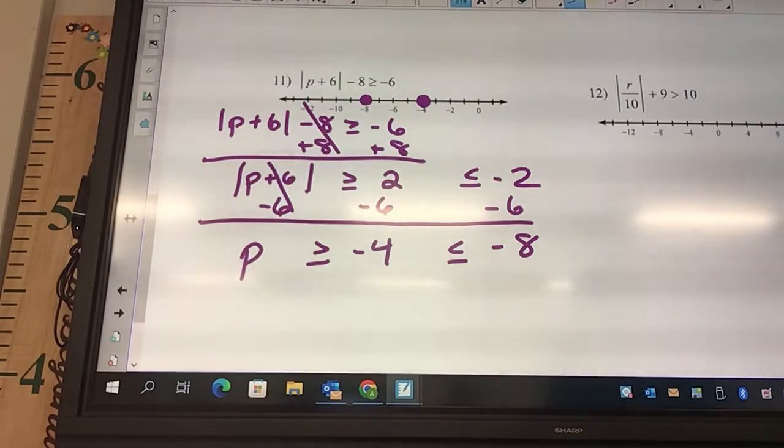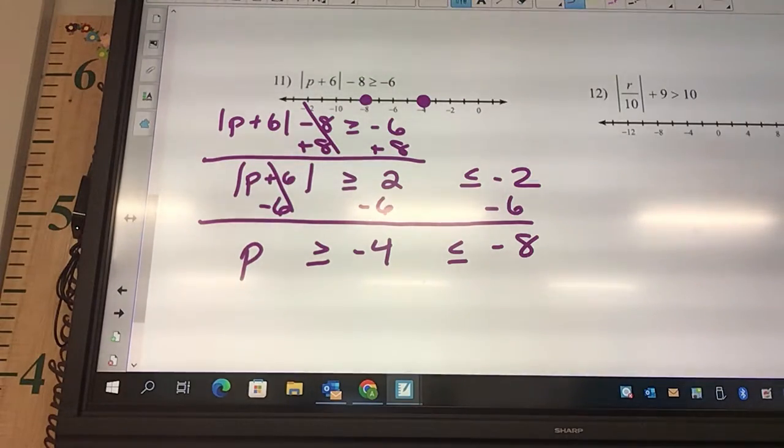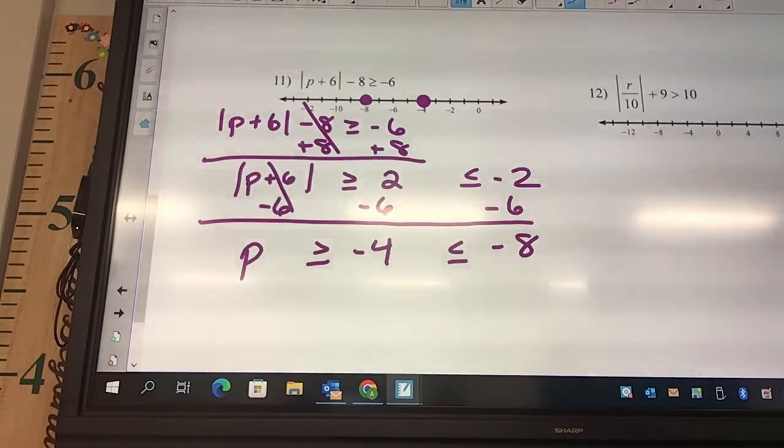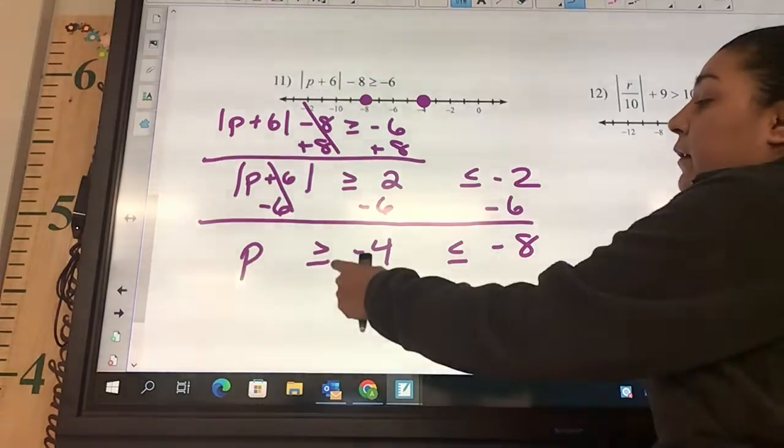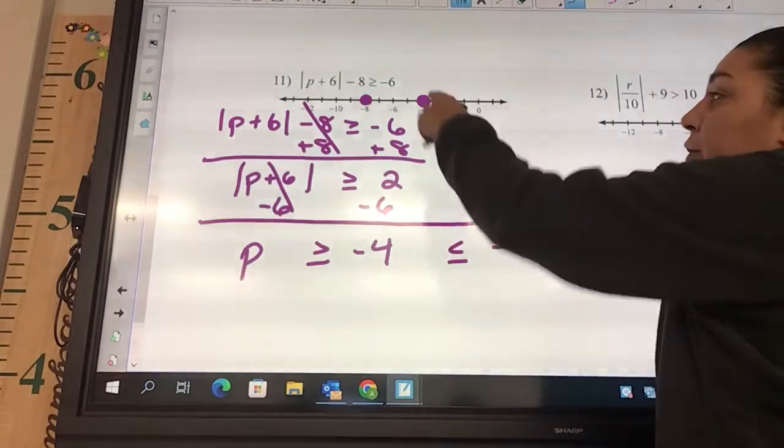Okay, so those are going to be closed. Is that going to be pointed in or out? P is greater than negative 4. Which way is greater?